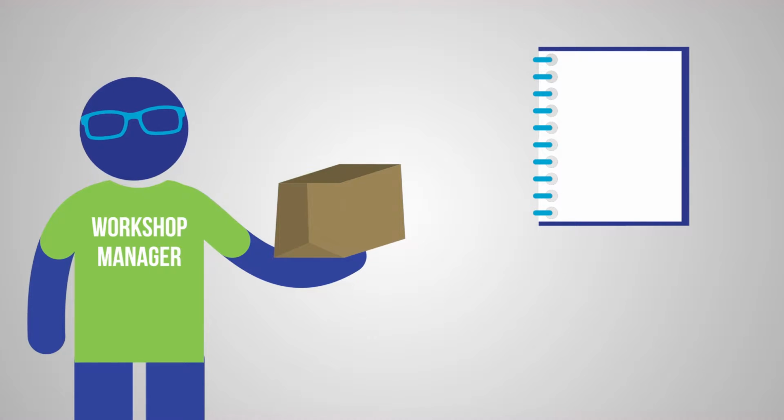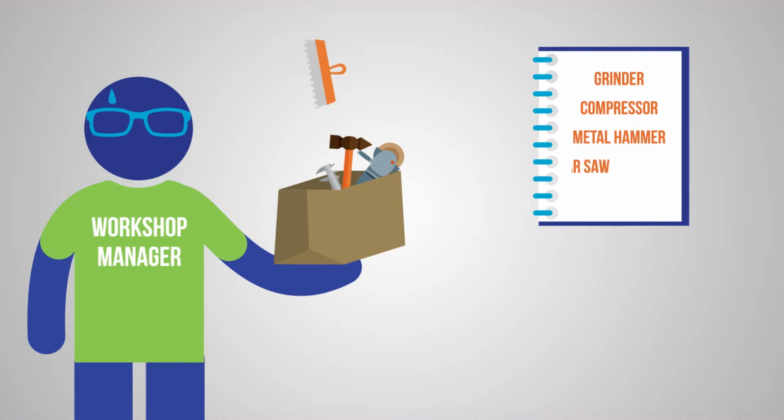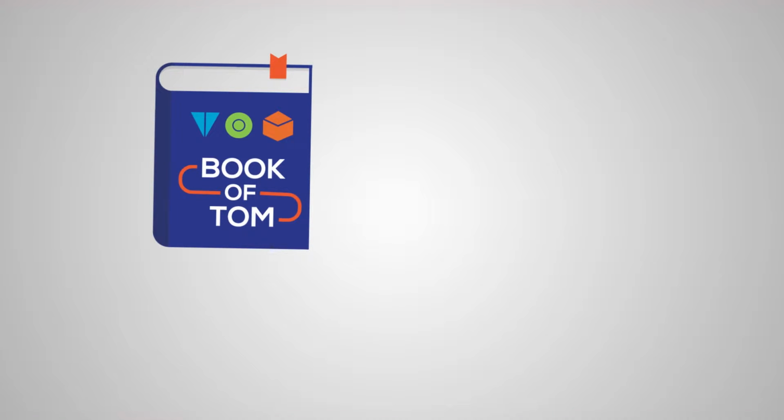Do you have a pen? Okay, you're going to need a grinder, a compressor, metal hammer, circular saw, consumables. No, we're just joking. Everything you need is listed in the Book of TOM.